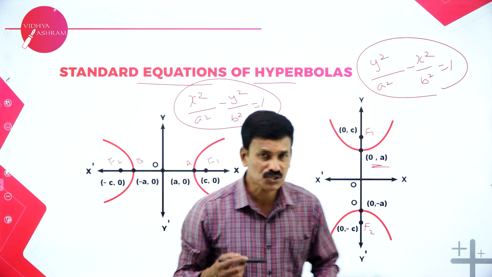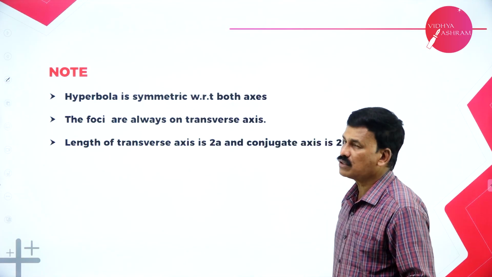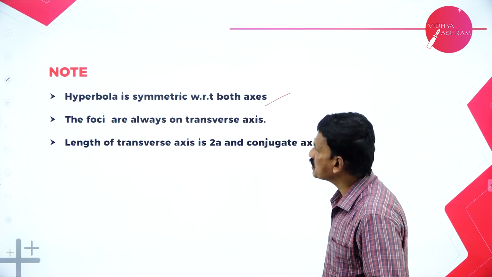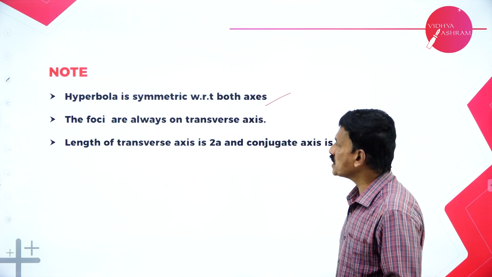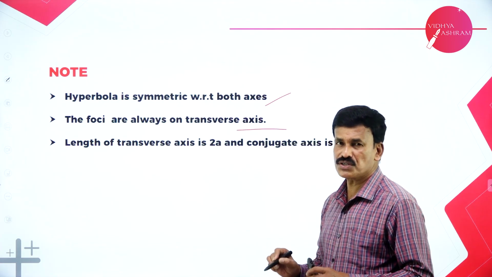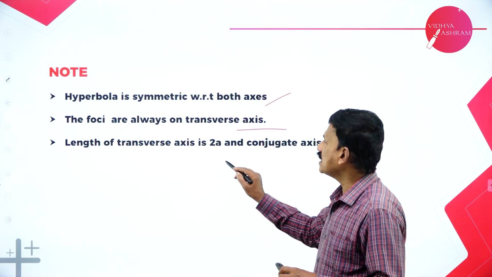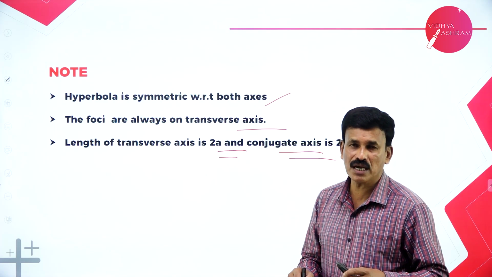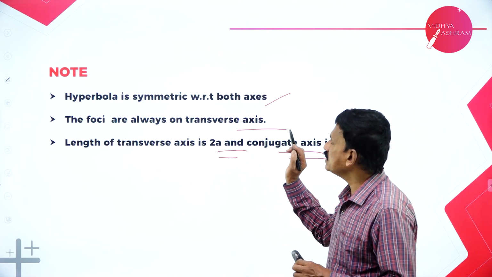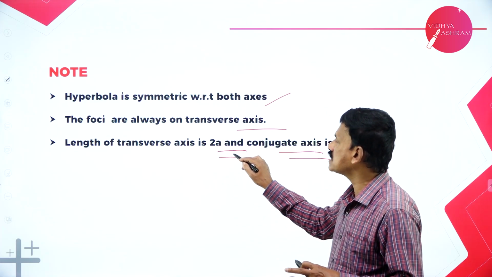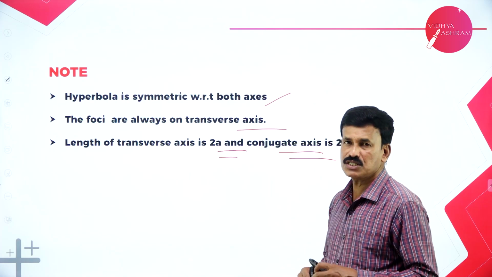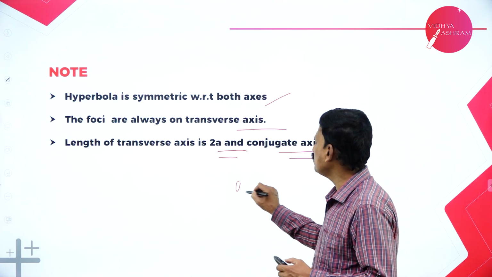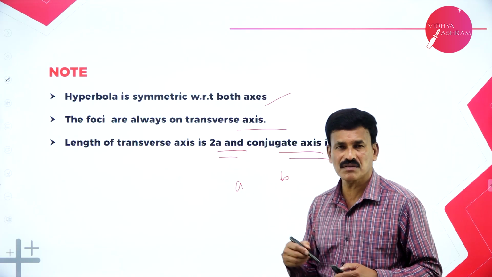Now let us note some very important points. A hyperbola is symmetric with respect to both the axes. The foci are always on the transverse axis. The length of the transverse axis is 2a and the length of the conjugate axis is 2b, whereas in an ellipse we have the major axis and minor axis. Here in the case of a hyperbola, the length of the transverse axis is 2a and the length of the conjugate axis is 2b. The semi-transverse axis is a and the semi-conjugate axis is b. A and b are the semi-transverse and semi-conjugate axes of a hyperbola.